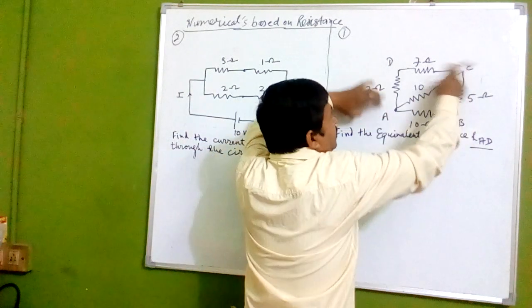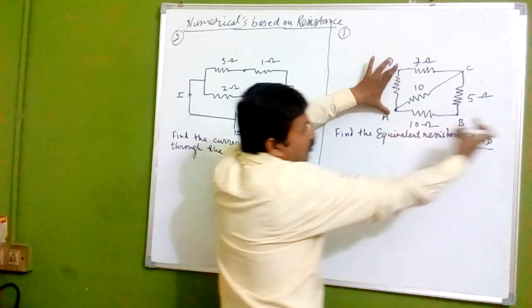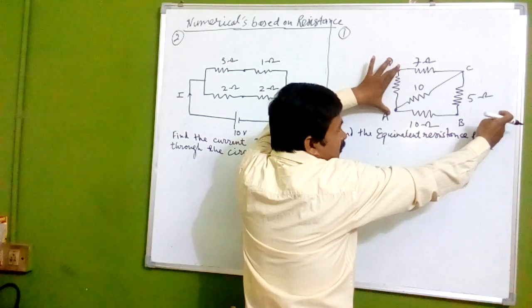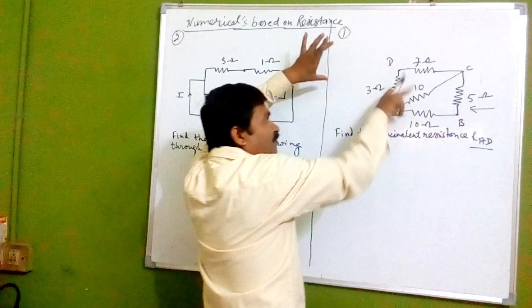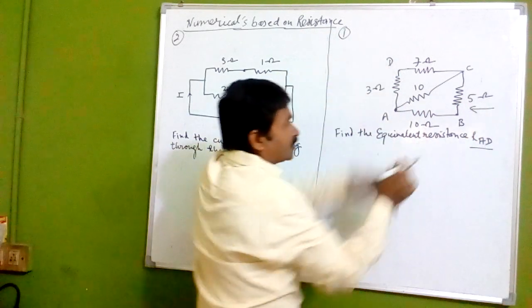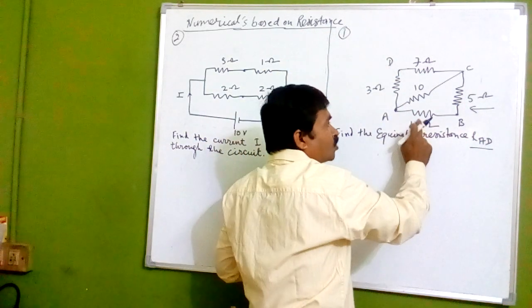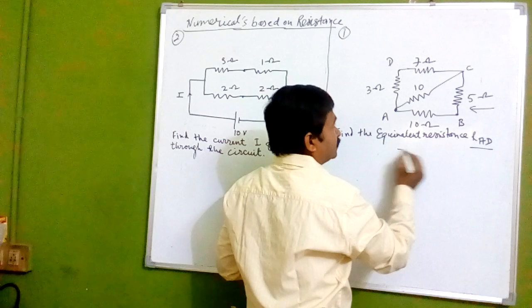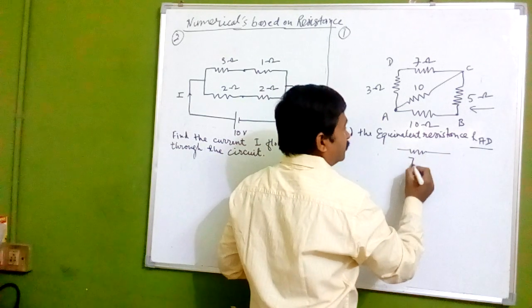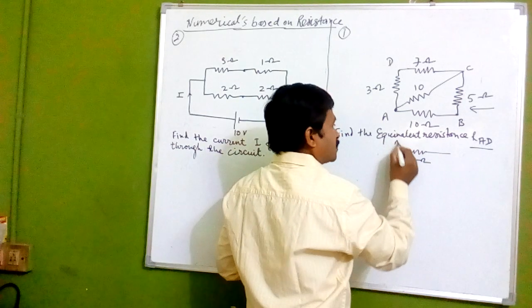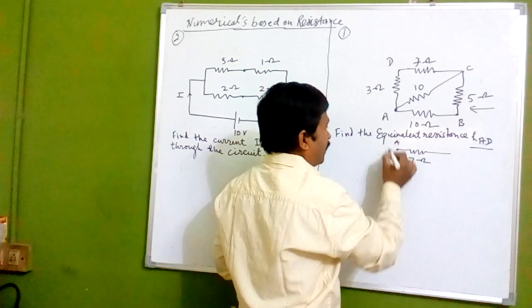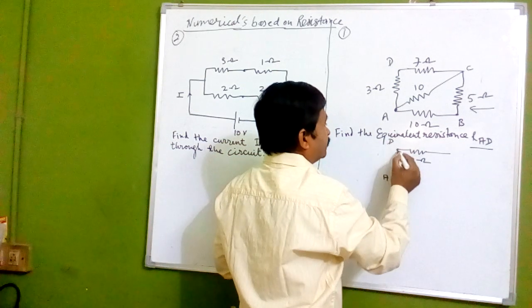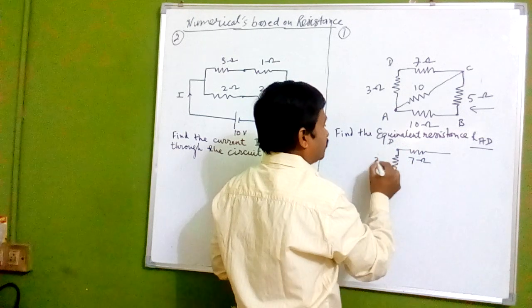Now for calculating the RAD, we have the points A, B, C and D. Now see here, we have to see it from here, but we have to calculate this question. Now see here, these two resistances are in parallel. So we can make it this 7 ohm, say it is A and say it is B. It is having 3 ohm.